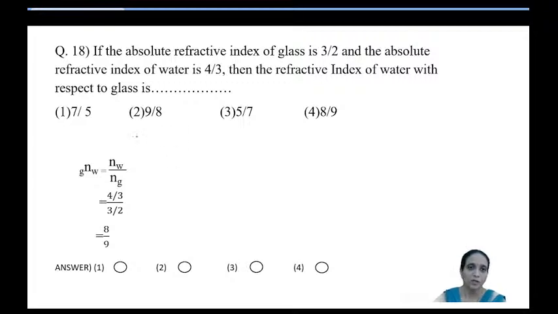So answer is 8/9. See over here children, absolute refractive index of glass is 3/2 and absolute refractive index of water is 4/3. Now here 4/3 multiplied by 2/3, so when you multiply this, you get the answer as 8/9. So which is the correct option over here? Option number 4 is the correct answer, 8/9.